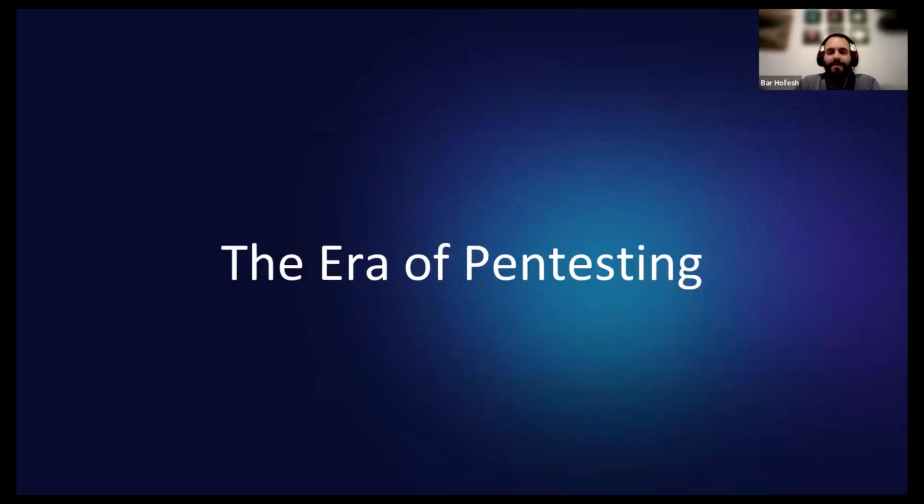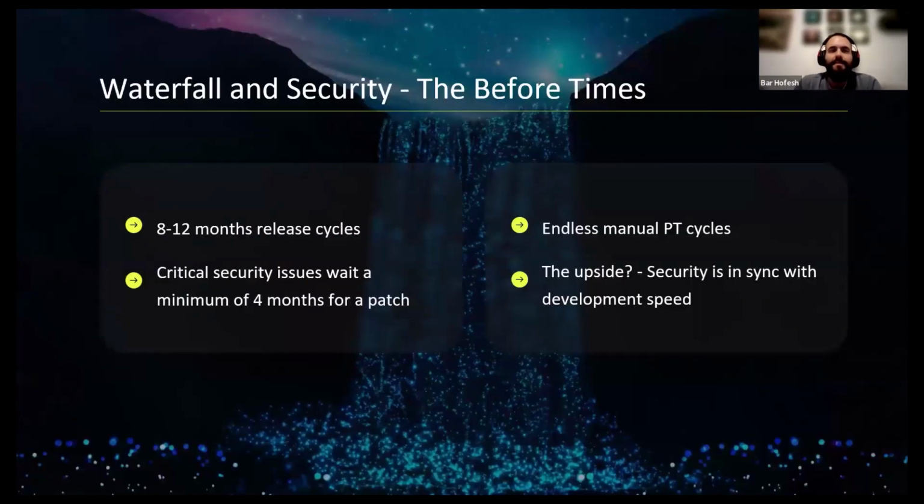We're going to start with the era of pen testing. Before CI/CD, before DevOps, before automation, or in the before times, as people usually call it, we had the waterfall. Waterfall basically means that everything flows in one direction. This is a slow process when we developed solutions, and I think most of you can remember, we don't need to think that far back.